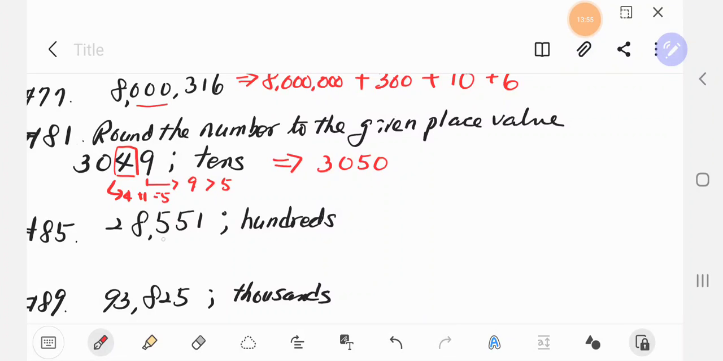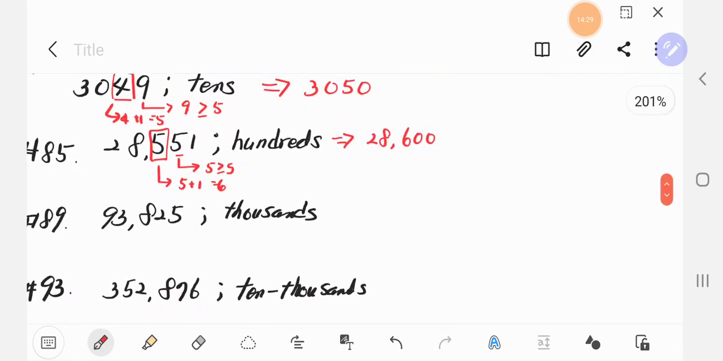Okay, number 85. Round this number to the nearest hundreds. So this is the hundreds. This number is 28,551, and the next digit is 5, and the 5 is greater than or equal to 5, right? So always check whether this number is greater than or equal to 5. Since this one satisfies, we will add this place value by 1. So this will be 28,600.